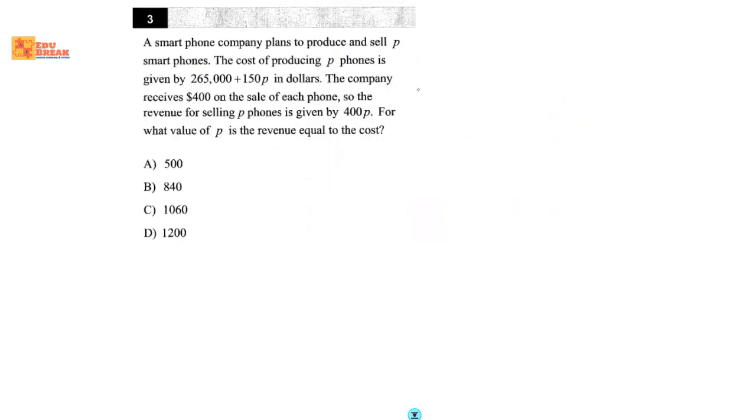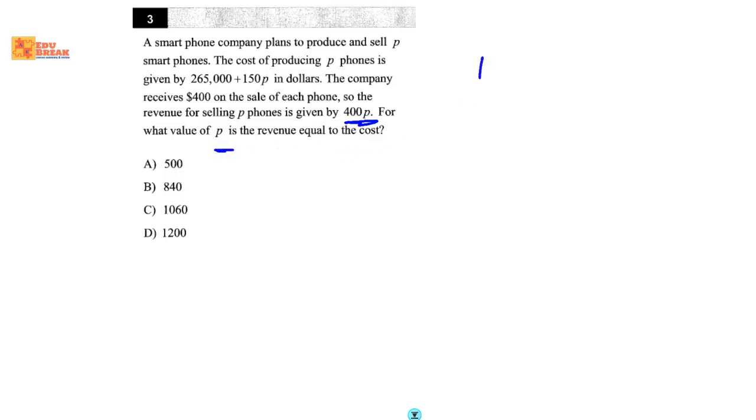Question 3. A smartphone company plans to produce and sell P smartphones. The cost of producing P phones is given by 2,600 plus 150P, in dollars. The company receives $400 on the sale of each phone. So the revenue for selling P phones is given by 400P. For what value of P is the revenue equal to the cost? Okay, we want to find the value of P.